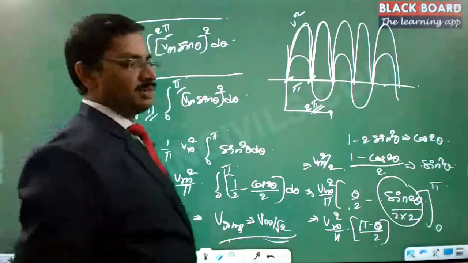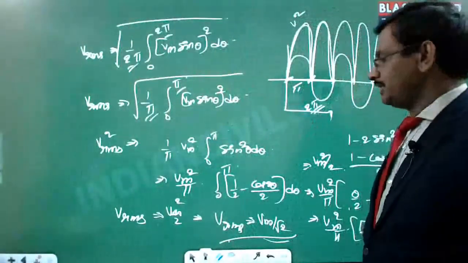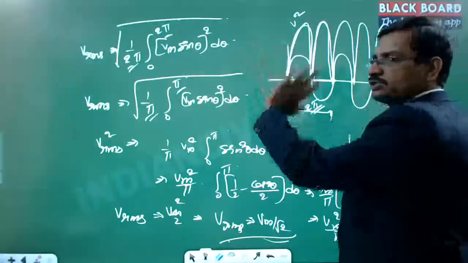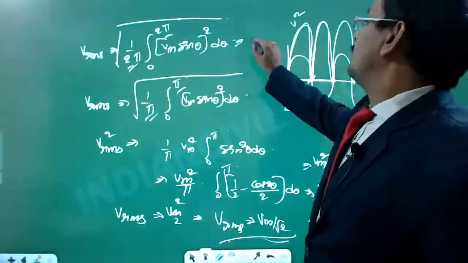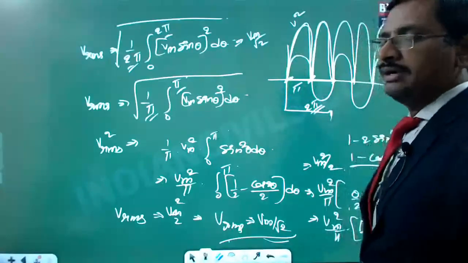Got it? So Vm by root 2 is the RMS value for an AC source. Vm by root 2, exactly. And if you take it over the other range as well, it will come out to be Vm by root 2 only. There is no difference.